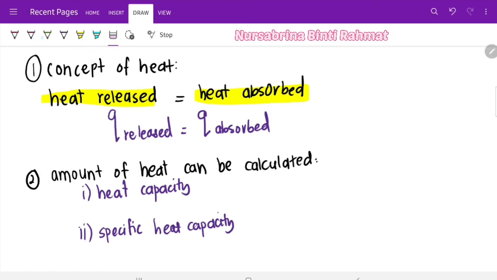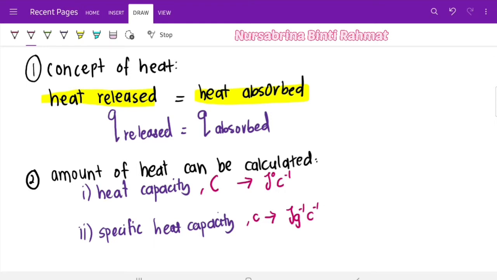If it's heat capacity, we always write it as capital C, whereas specific heat capacity is written as small c. The unit of heat capacity is joule per Celsius, whereas the unit for specific heat capacity is joule per gram per Celsius, or if you use temperature in Kelvin, it's per Kelvin.